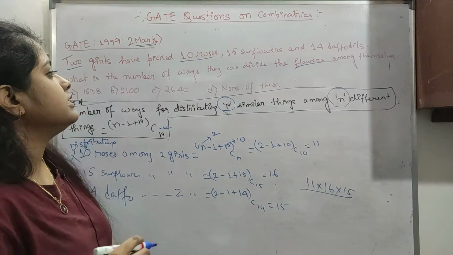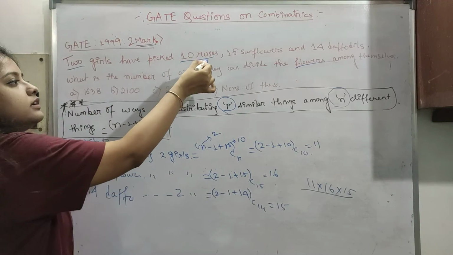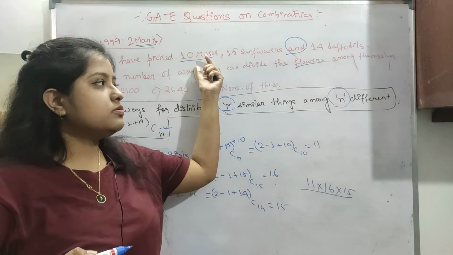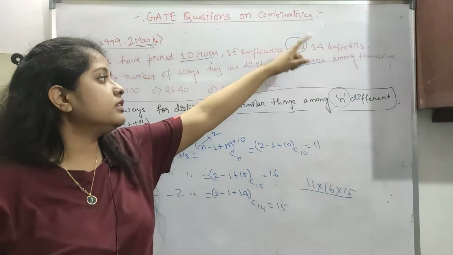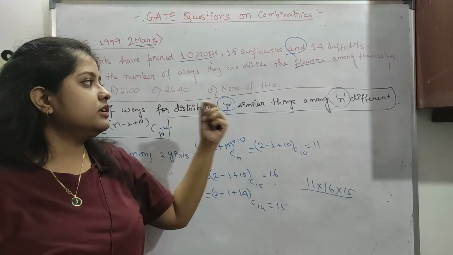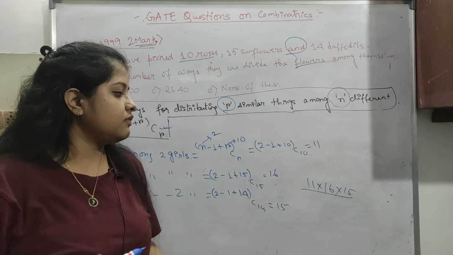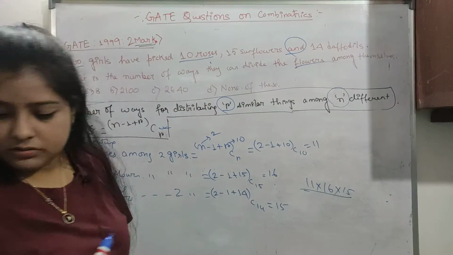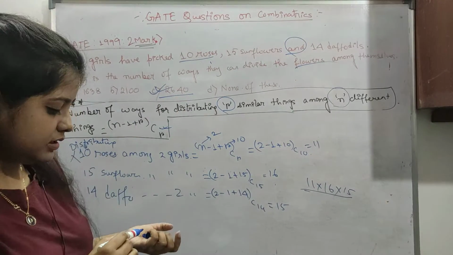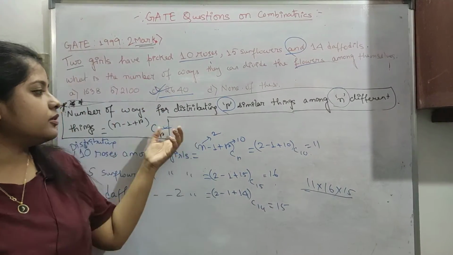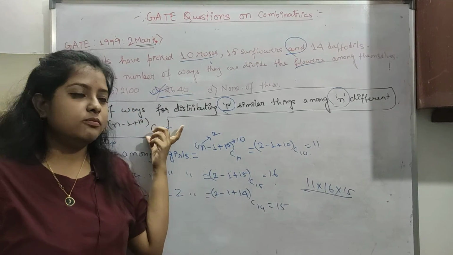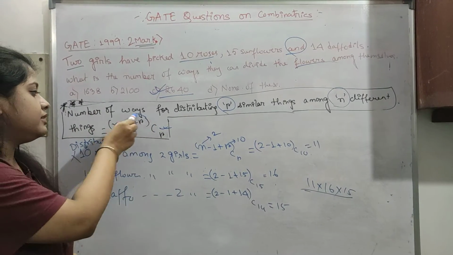If you look closely, the 2 girls have picked 10 roses, 15 sunflowers and 14 daffodils, and these are not alternative cases where I choose this or this or this; all of these things they have picked. We are distributing all these flowers among the 2 girls. Whatever comes out is 2640, so option C. I hope this is clear. More important, please write this formula down somewhere.